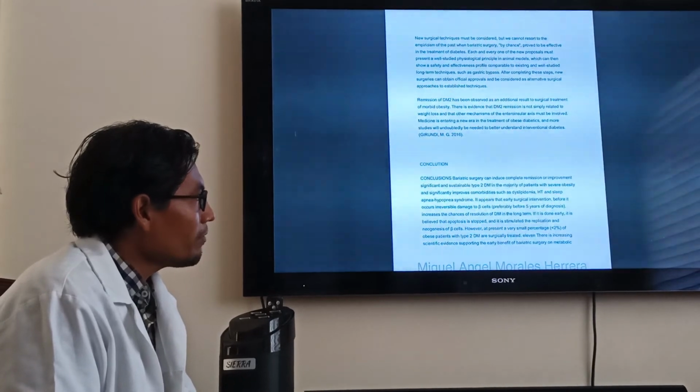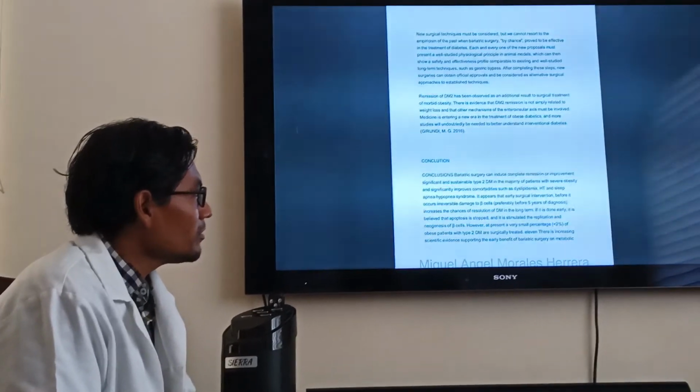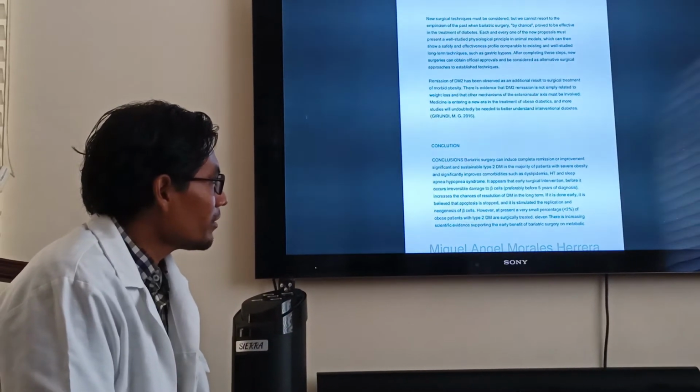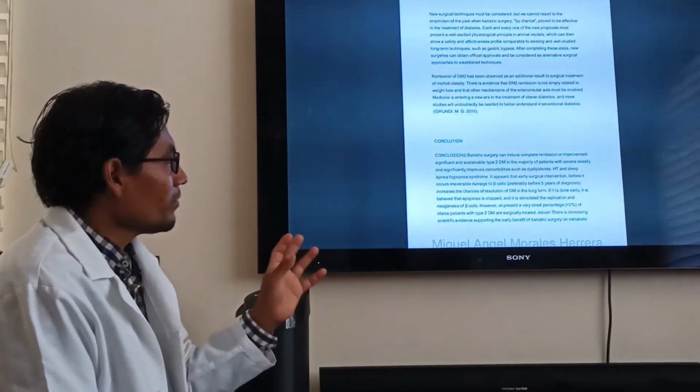As it is done early, it is believed that apoptosis is stopped and the replication and neogenesis of the B cell is stimulated.